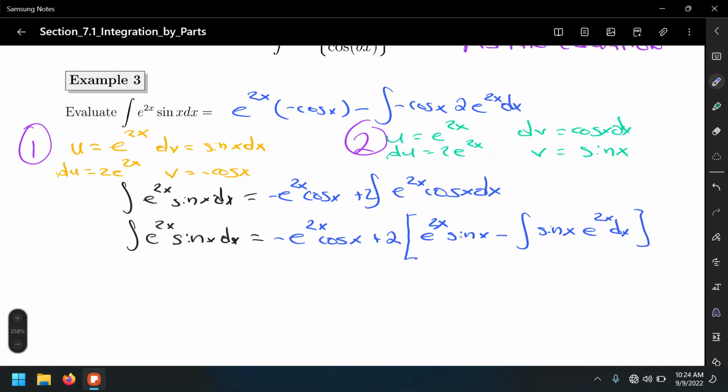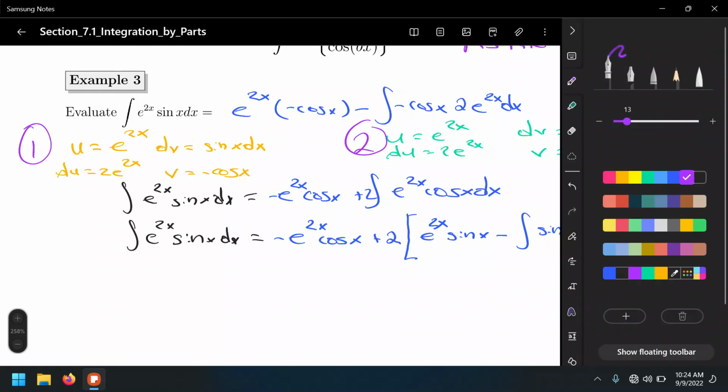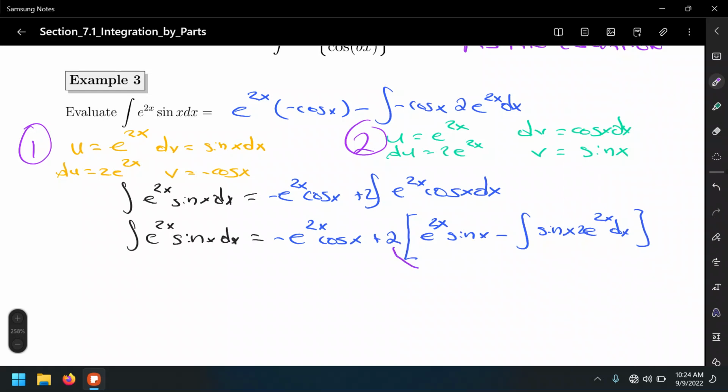Let's clear the brackets here. Let's also distribute the number 2. Oh, I forgot a 2 here. So let's distribute 2 times this whole term and 2 times the integral right here.